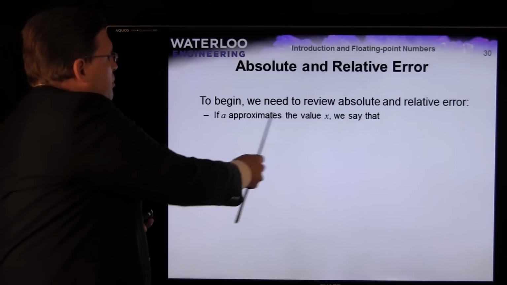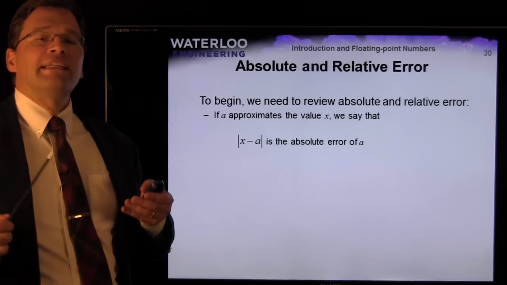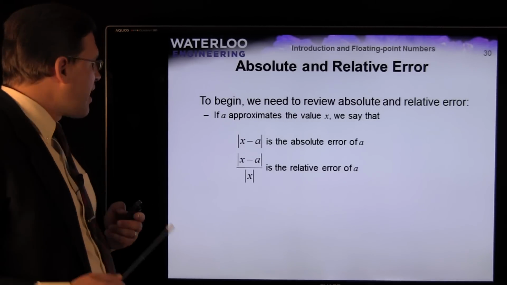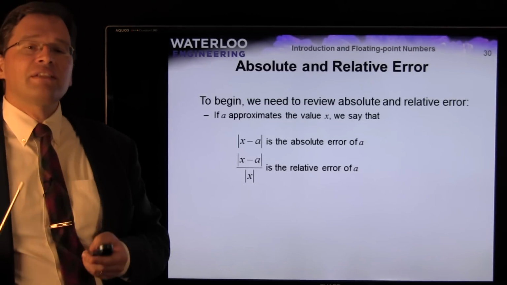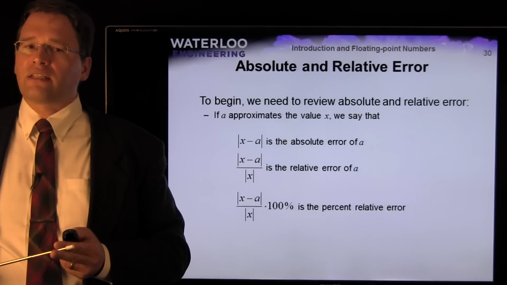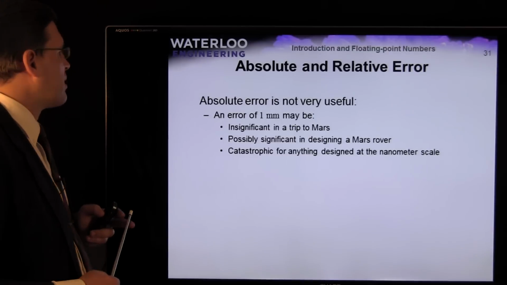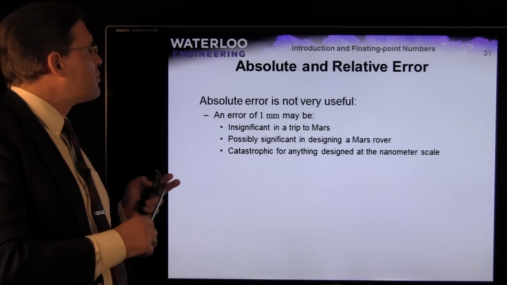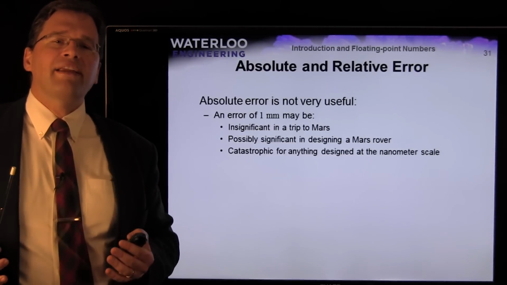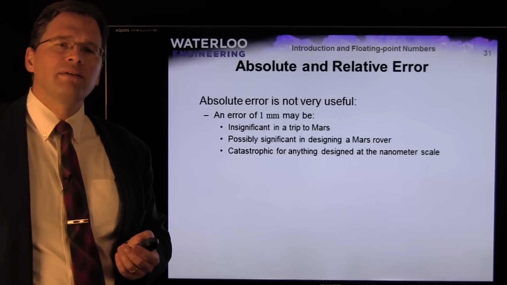So if A approximates some value x, we will say that the absolute value of the difference of the two is the absolute error of our approximation A. If we divide that by x, that is the relative error of A, and if we multiply that by 100%, that is the percent relative error of A. Usually we use percent more colloquially. Now, absolute error is usually not very useful. If I told you that a solution had an absolute error of 1 millimeter, how useful is that?